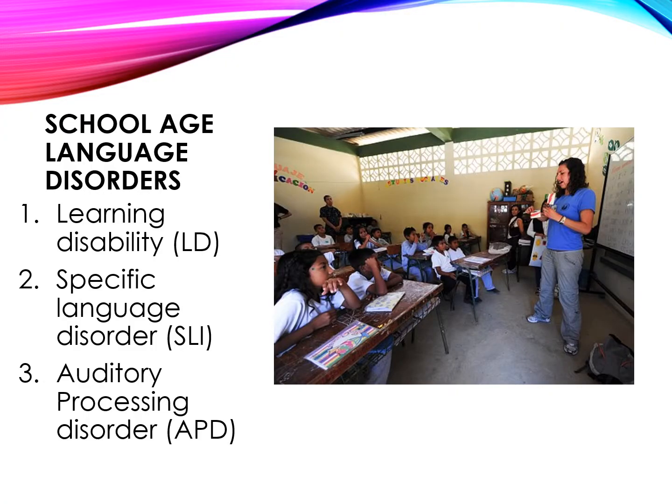For the rest of this chapter, we're going to look at 3 types of school age disorders: learning disability, specific language disorder, or SLI, specific language impairment, and auditory processing disorder, or APD.